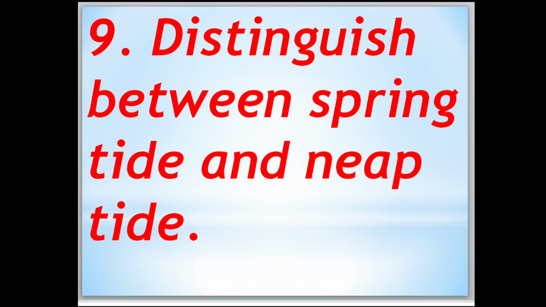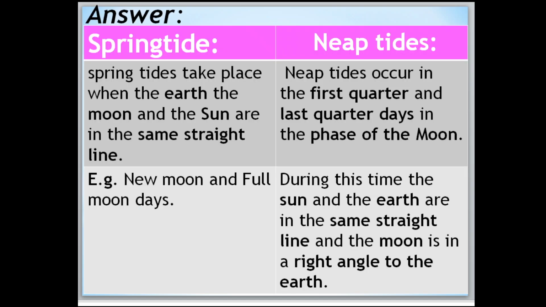Distinguish, means differences between spring tide and neap tide. Spring tides take place when the earth, the moon and the sun are in the same straight line. Neap tides occur in the first quarter and last quarter days in the phase of the moon. For example, spring tides occur on new moon and full moon days. In neap tides, during this time the sun and the earth are in the same straight line and the moon is at a right angle to the earth.